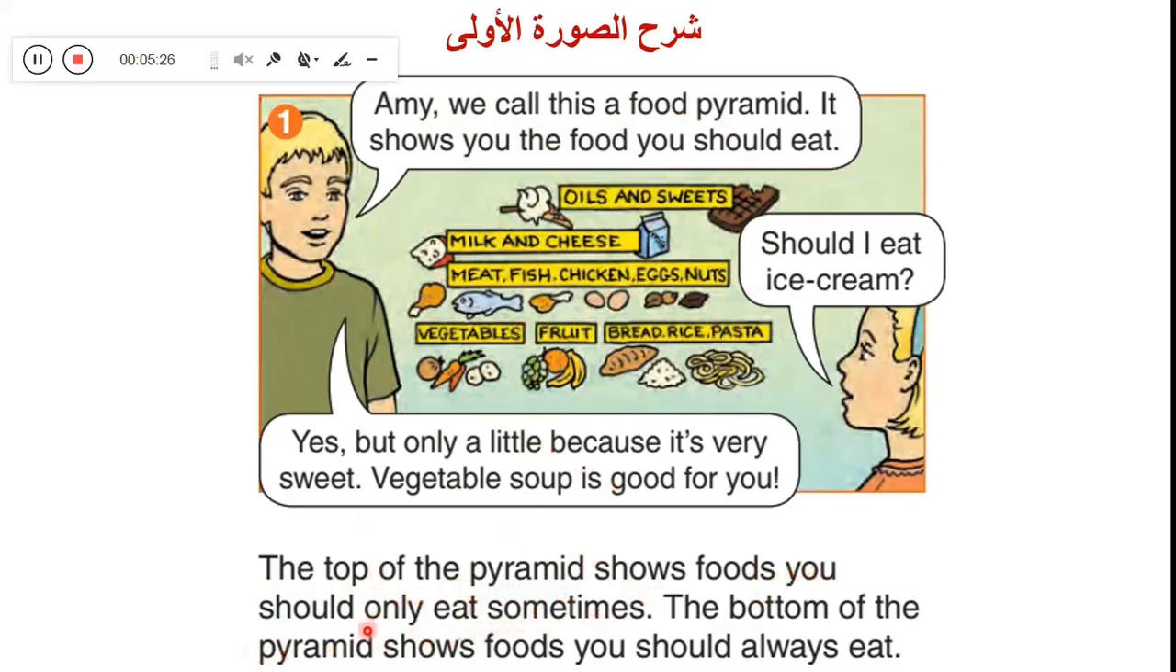Like what? What are the foods that we should only eat sometimes? Like oils that we talked about, fries and sweets, the sweet things like ice cream, chocolate, pancakes, and fried potatoes, fried chicken, etc. These things we should only eat sometimes. And the bottom of the pyramid shows food you should always eat.